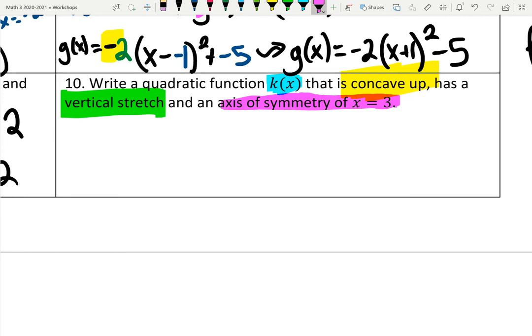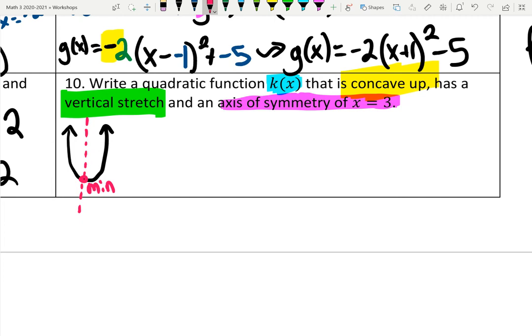Okay, creating this axis of symmetry, let's talk about this. This guy is going to be concave up and it's going to be stretched. Since it is concave up, we know that it is going to have a vertex that is a minimum. One trait about quadratics is that if I draw an axis of symmetry going vertically, it will perfectly cut the quadratic in half.